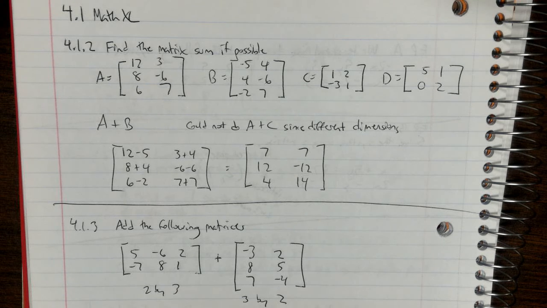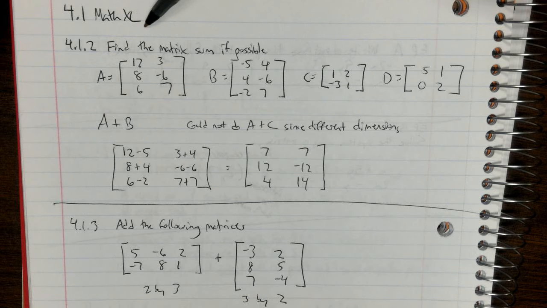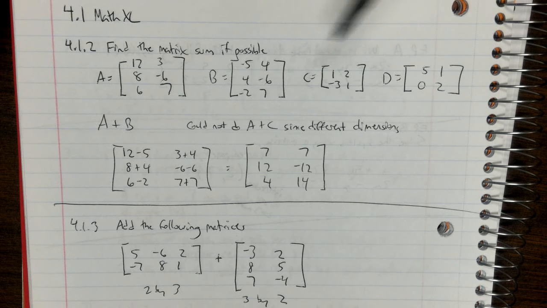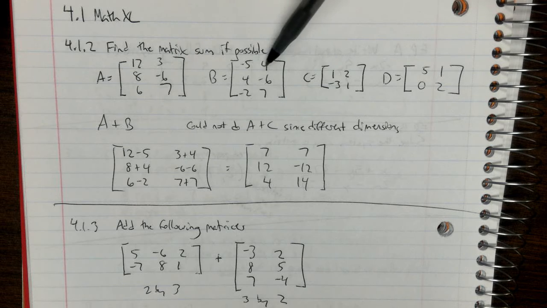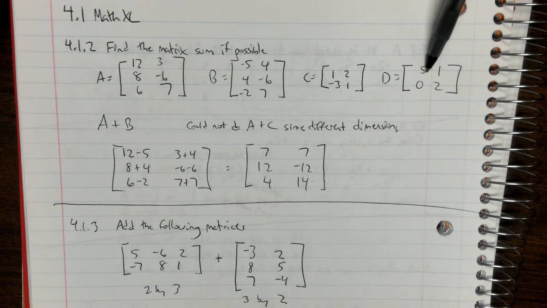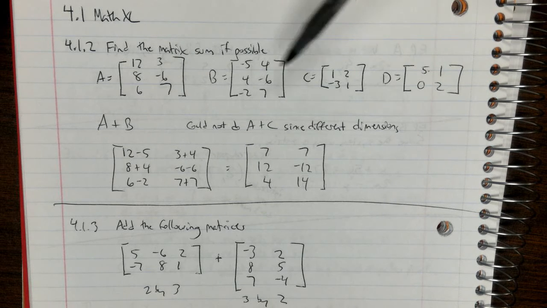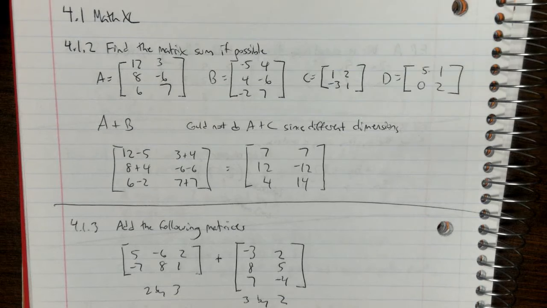So the first one says find the matrix sum if possible, and they gave you 4 of them. So you have a 3x2, a 3x2, a 2x2, and another 2x2. And so on this one they just want you to do A plus B.